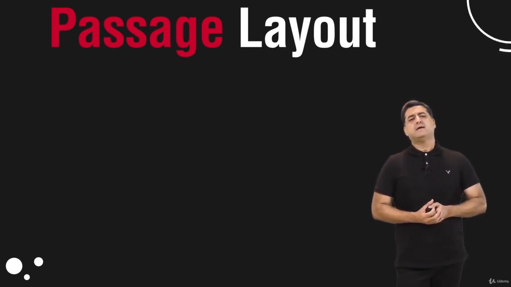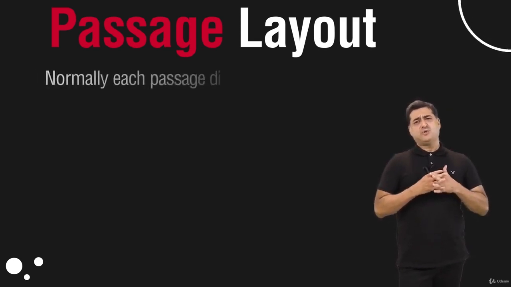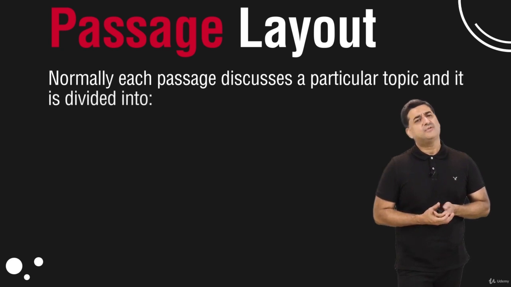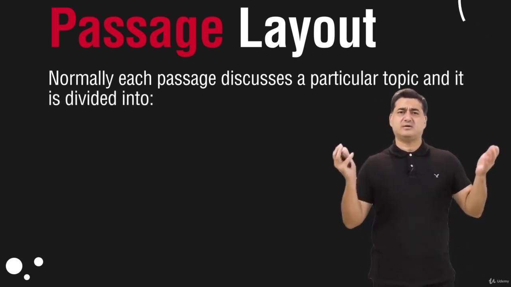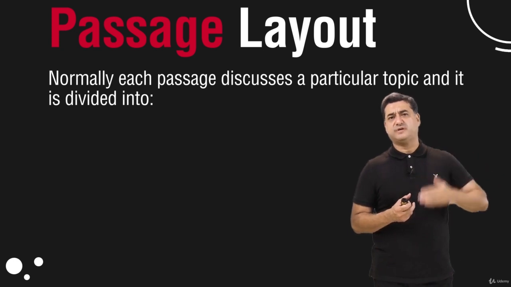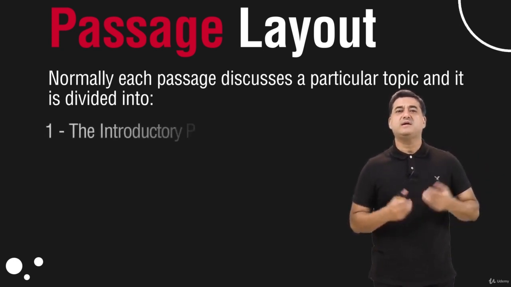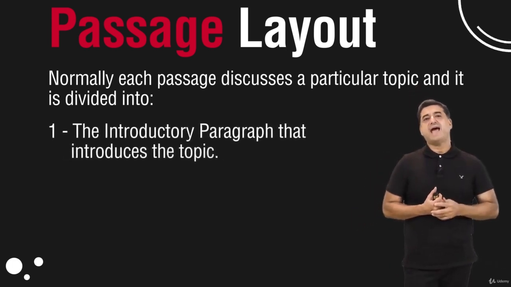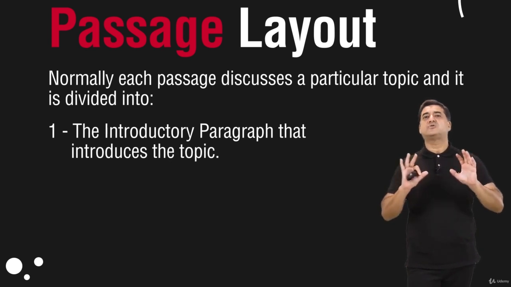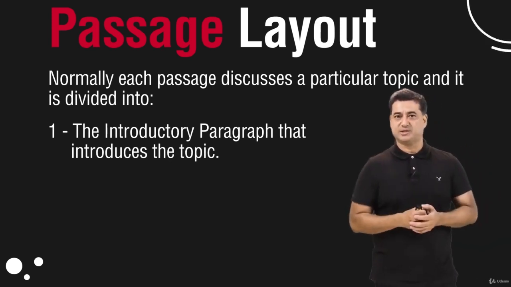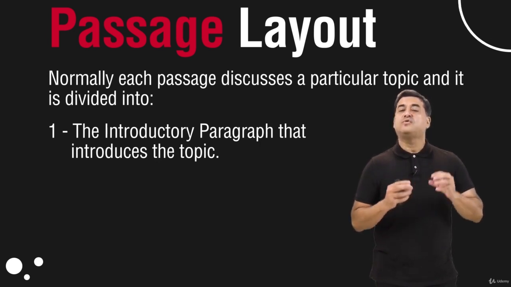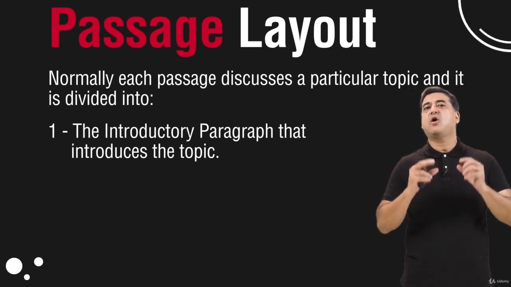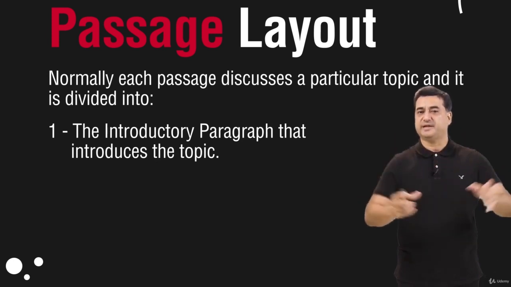Now, the passage normally is divided into 3 parts. Okay, every passage that you will come across will be divided into 3 different parts. The first part would be the introduction, and the introduction will have 1 paragraph, and that is the paragraph that is going to introduce the topic which is being discussed in the passage. Got it? So whenever you come across the passage, the first paragraph always tells you about the topic.